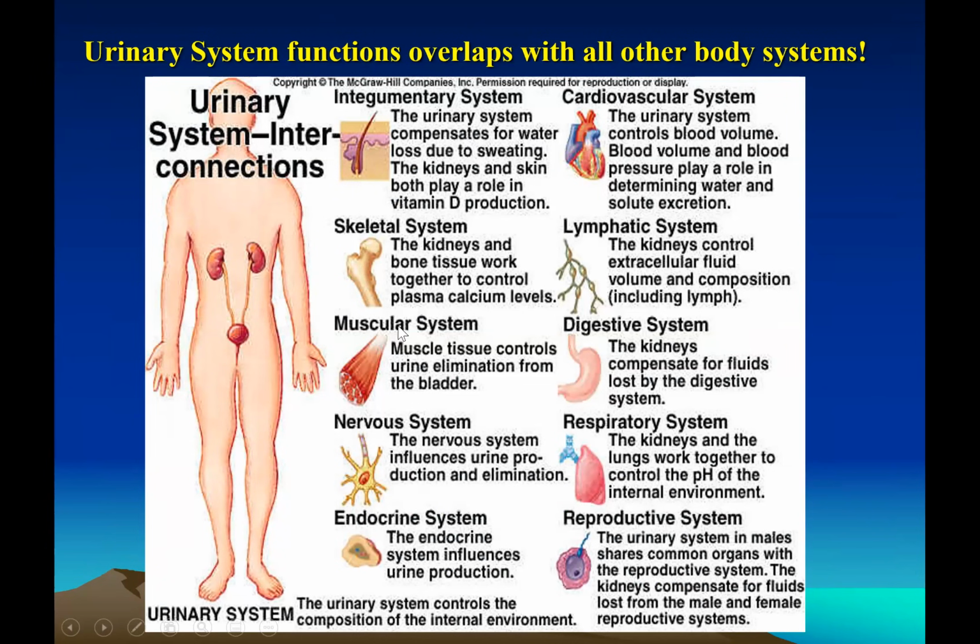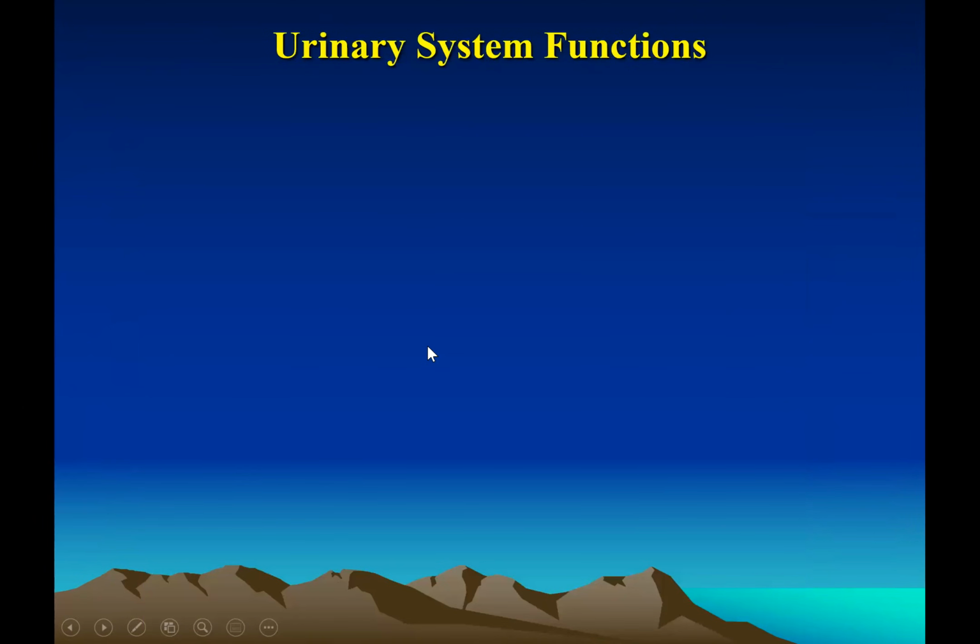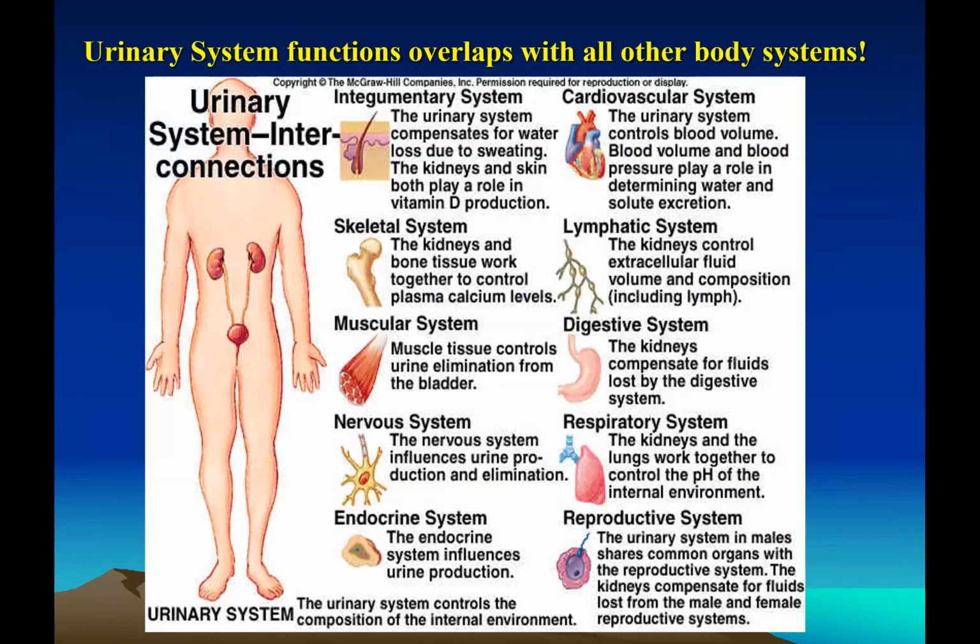How does it work with the muscular system? It will work with the muscular system by getting rid of all the metabolic waste that's found during muscle contraction, like creatinine. So all the other systems of the body overlap with the urinary system. So if there is any kind of backup or blockage in the urinary system, all the other systems will be affected too.